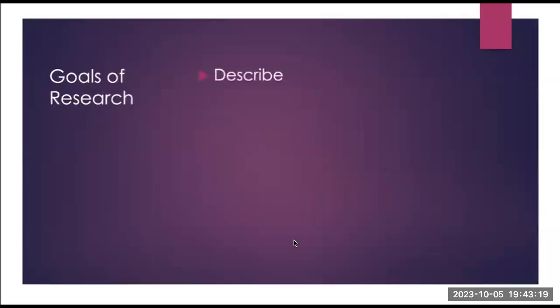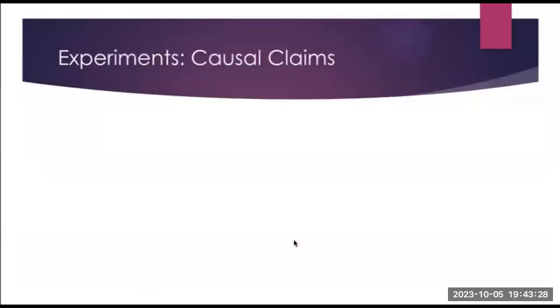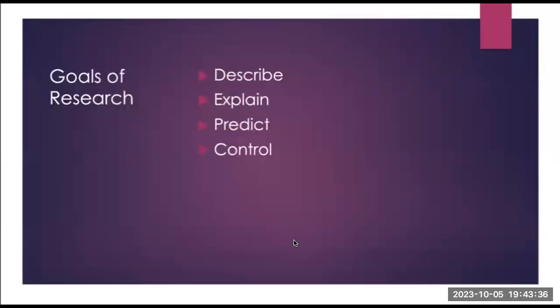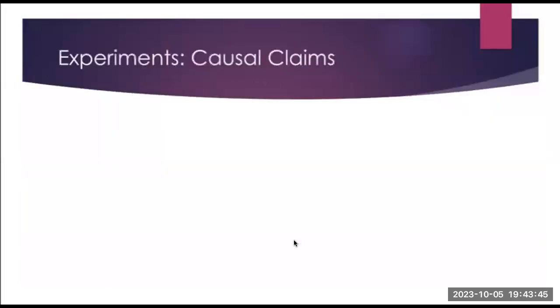So remember, another recap is our goals of research. There are 4 goals of research: to describe, explain, predict, and control. Among these 4 goals, only experiments can establish explanation or causation. Experiments also focus on control, so it's something to keep in mind. When we talk about experiments, it's considered the gold standard of research.